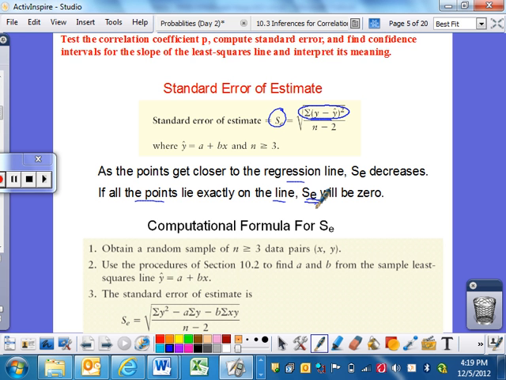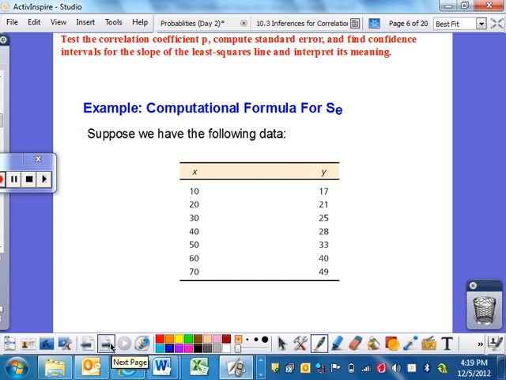You're not going to want this crazy formula. They give you the computational one in your formula sheet. This is the formula that you want to use. Okay? So on the next page, we're going to find the error of these data points. So that's going to be kind of the goal.